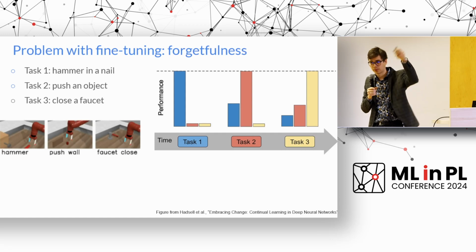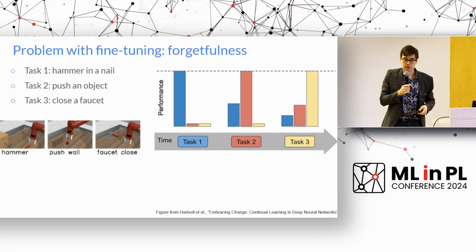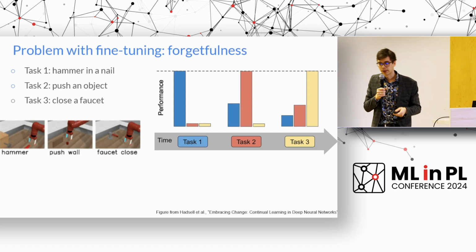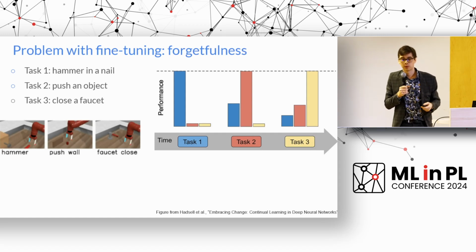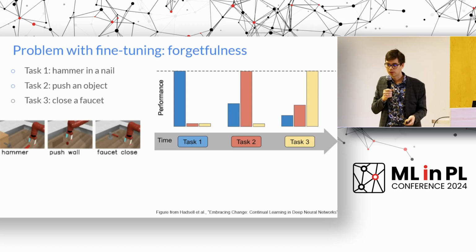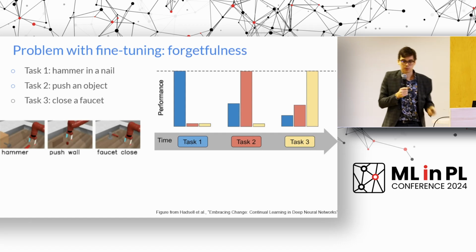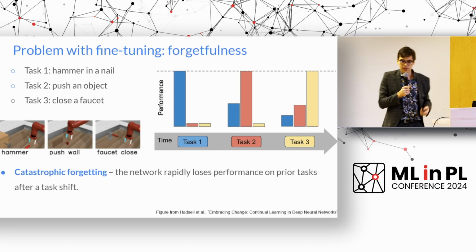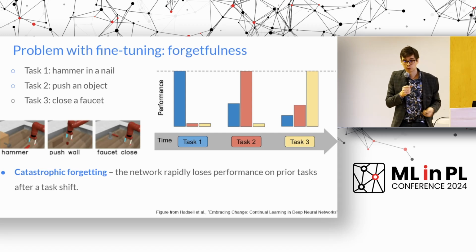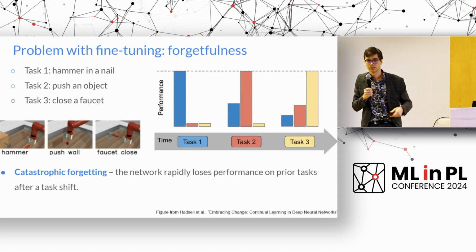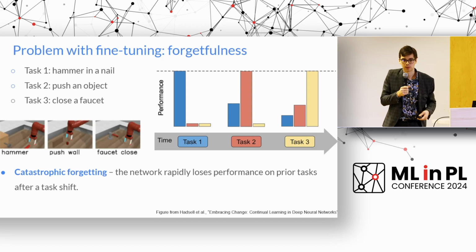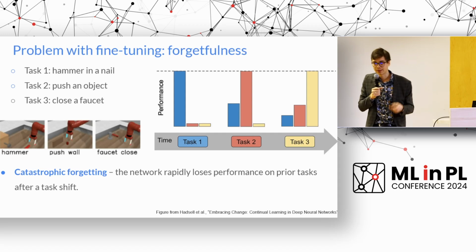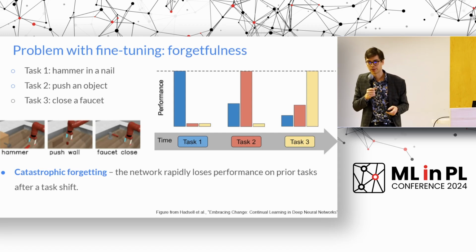The red bar, again, is high, but the blue bar starts to kind of fall down. And then, as we go to the third task, again, we are able to learn the third task very reliably, but we lose the performance on the first and the second task. This phenomenon is called catastrophic forgetting, and it basically means that the network rapidly loses performance on prior tasks after we change to a different task. Our networks forget the data that they haven't seen for a while.